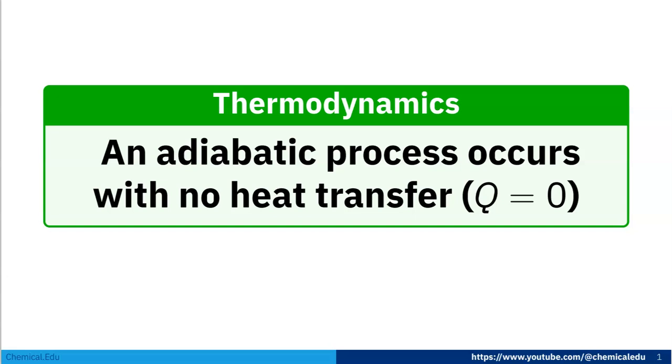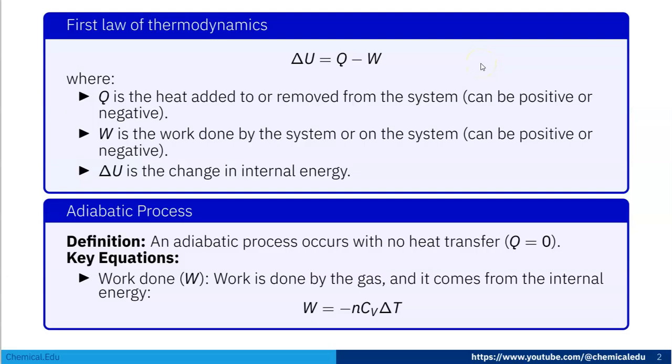Today I'll talk about adiabatic process. An adiabatic process occurs with no heat transfer, that is Q is equal to 0. Now first law of thermodynamics, del U is equal to Q minus W.